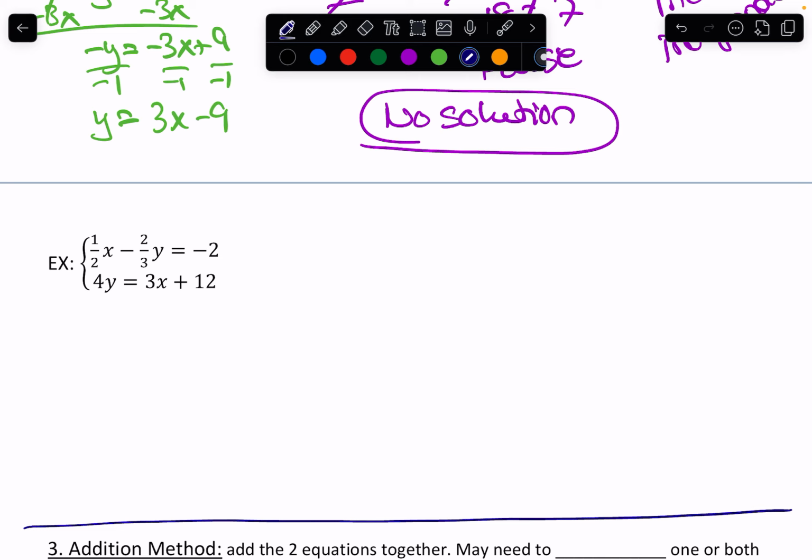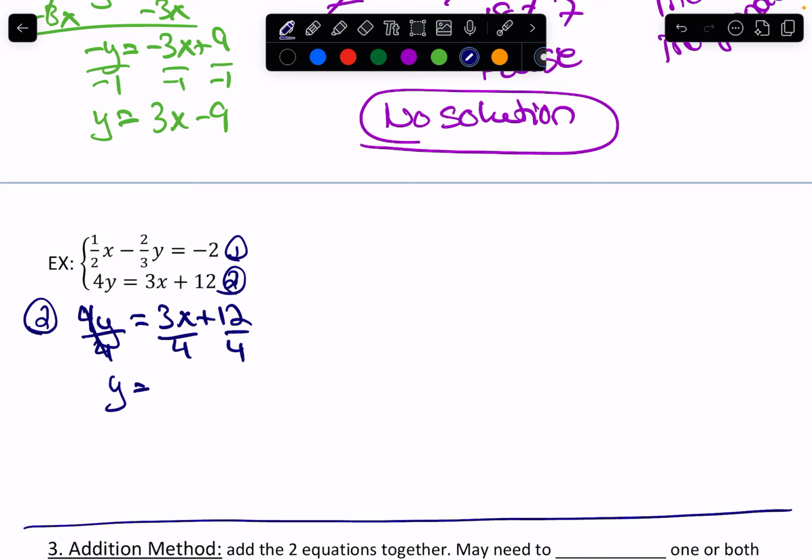So we've got a couple of options, but I'm going to go ahead and use this. Actually, that's the first one, and this is the second one. The second equation, and solve for y because the y is already on the left. So all we do is divide by 4. We get y equals 3x over 4 plus 3. So now we're going to use this and plug it in to the y right here.